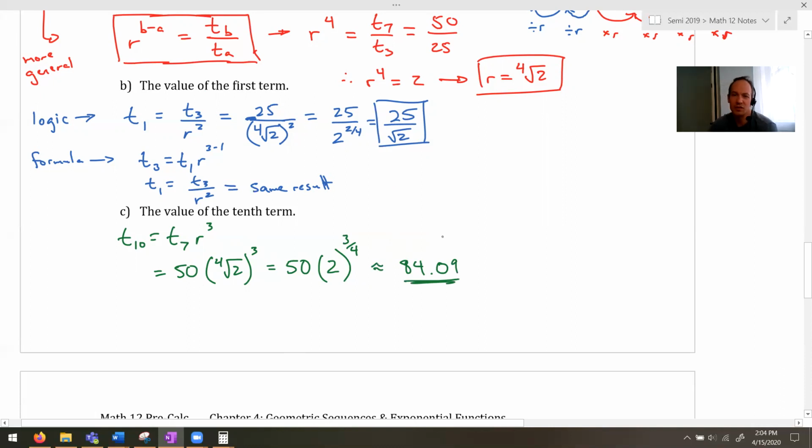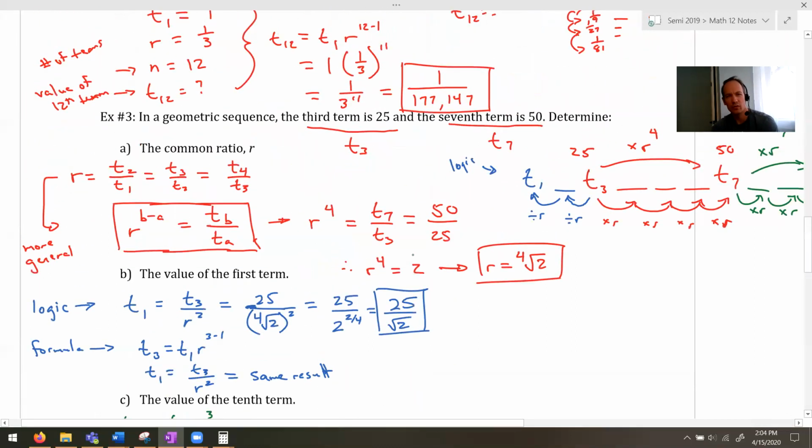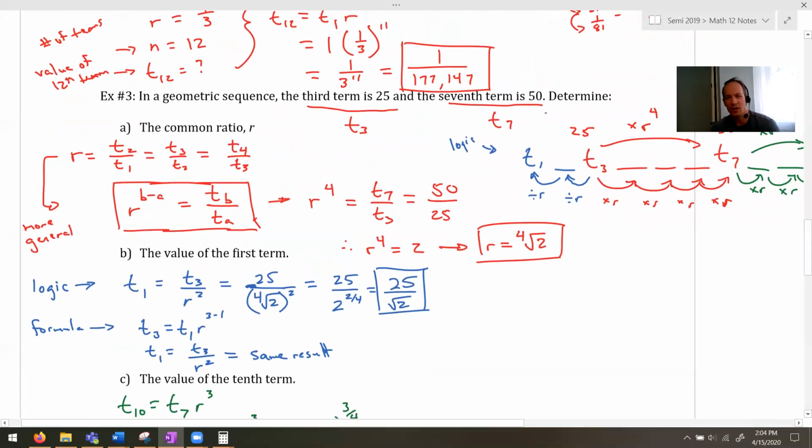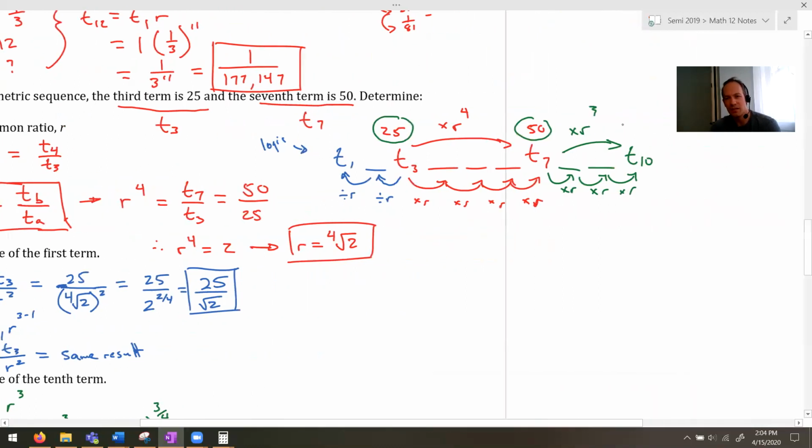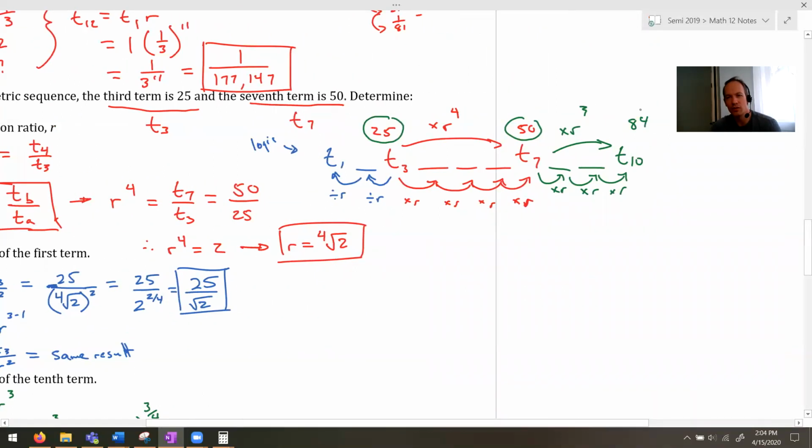The reason why I want to do this is I want to make sure this makes sense. Does it make sense that the 10th term would be about 84? So if I'm looking at this, if I got 25 here and I got 50 here, by the time I get to the end, 10th term, it should be 84. Well, at least it's bigger. That makes sense.